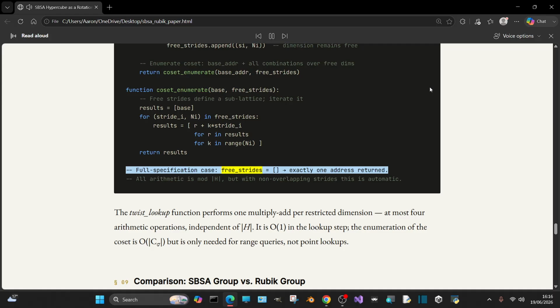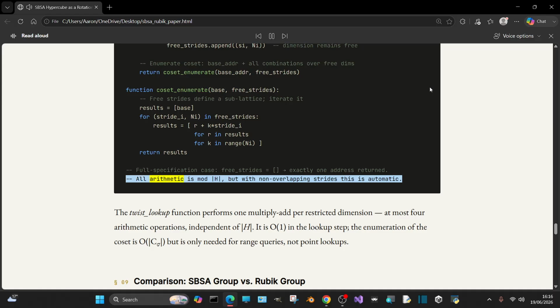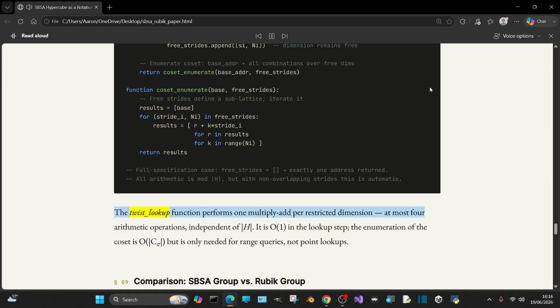Free_strides equals empty: exactly 1 address returned. All arithmetic is mod H, but with non-overlapping strides this is automatic. The twist_lookup function performs 1 multiply-add per restricted dimension, at most 4 arithmetic operations, independent of H. It is O(1) in the lookup step. The enumeration of the coset is O(C), but is only needed for range queries, not point lookups.